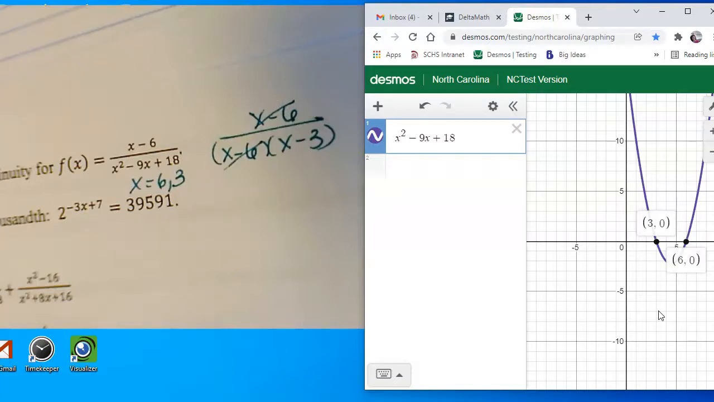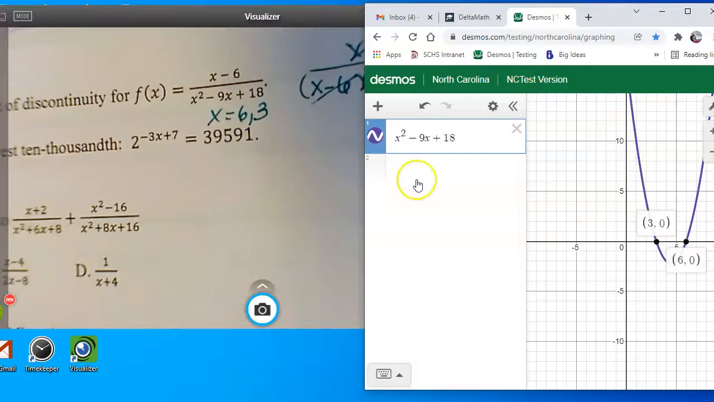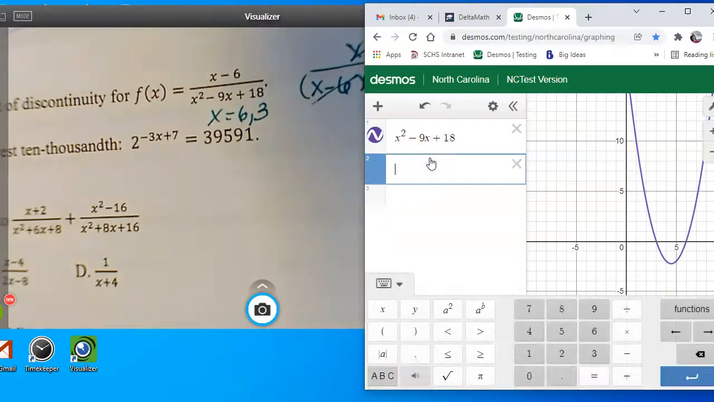Alright, number 12. Number 12 just wants you to solve an equation, and we've been talking about it for a few days, that if you want to solve an equation, no matter how weird or complicated it looks, you can just put it in Desmos and then move that part over. Don't forget that you do need parentheses to make that all be in the power.